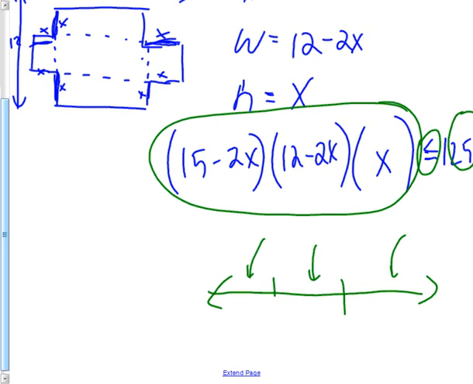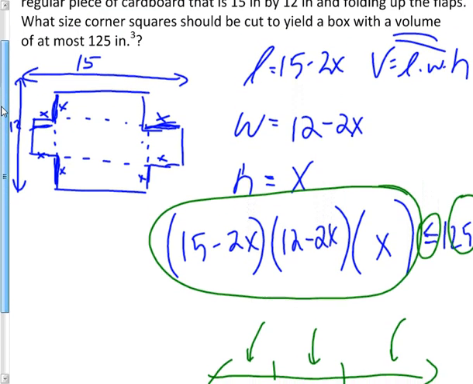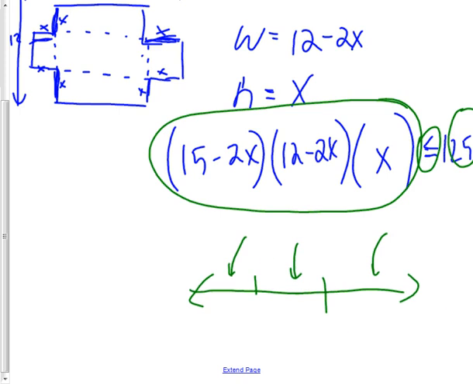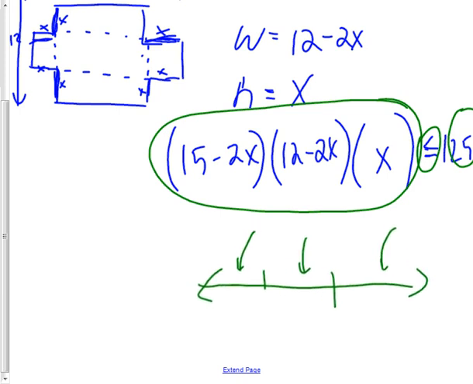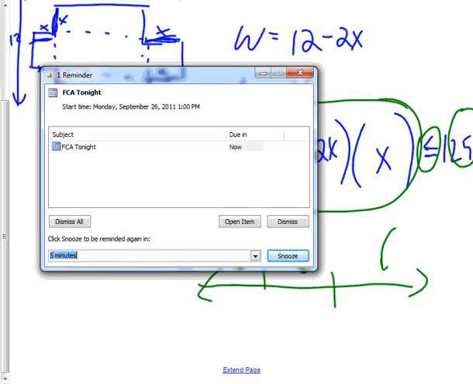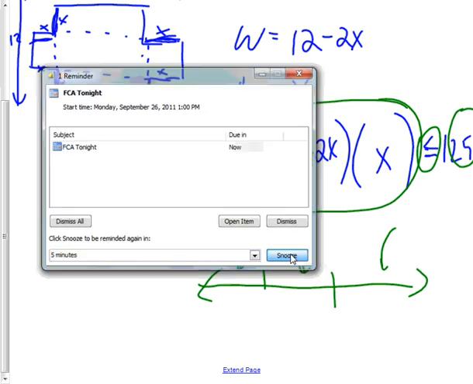And then the inequality part, you know, less than or equal to, and having to do the number line, that's also fairly new stuff. And your final answer would be like, you could cut a corner out that's between a 1/2 inch and 3/4 inch, and it would work. That kind of thing.